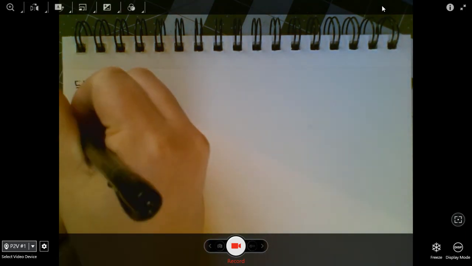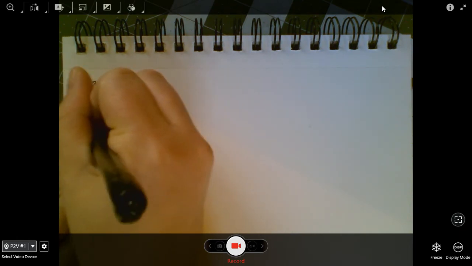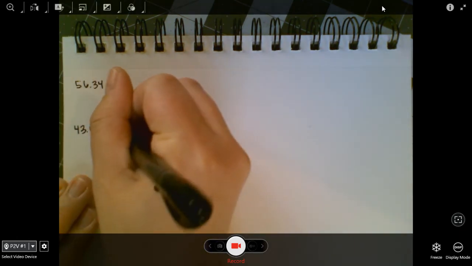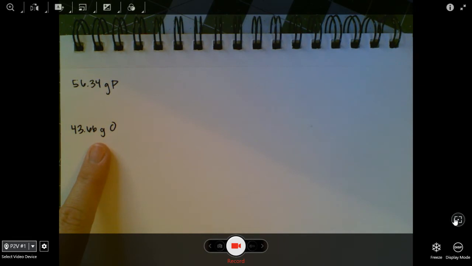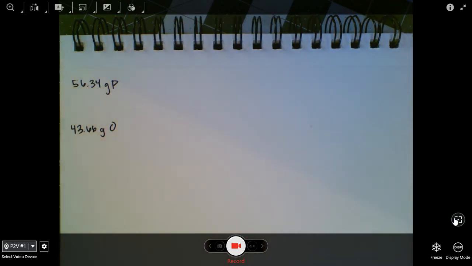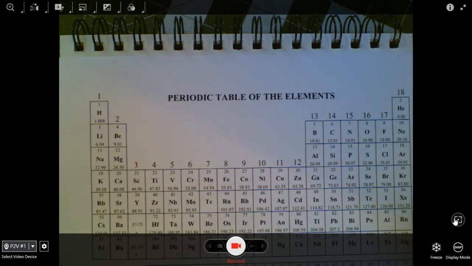I'm also going to have 43.66 grams of oxygen there. So I've got both of those present in my sample in these particular quantities. And so what I need to do, first of all, is do the conversion to moles. So if you forgot, we need to use our periodic table. And this is the table that you guys should have.